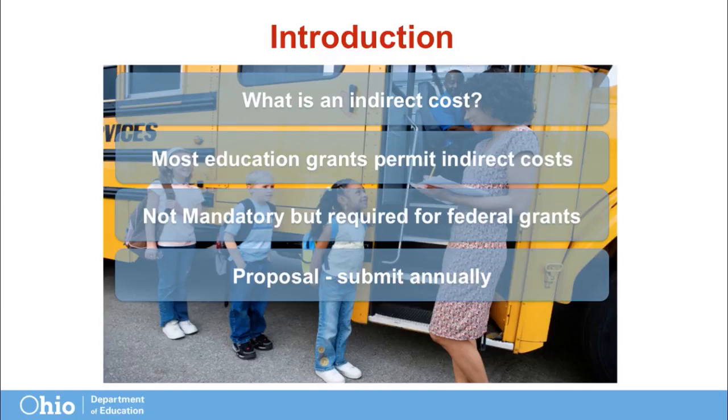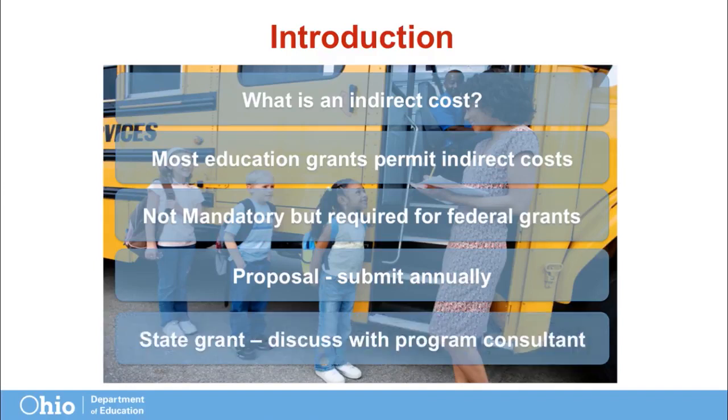If you decide that utilizing an indirect cost rate would be beneficial for your federal awards, the Ohio Department of Education has prepared an indirect cost rate proposal as an Excel workbook. This workbook can serve as the annual submission as required by federal regulations and can be found on the department's website along with detailed instructions on how to complete the proposal.